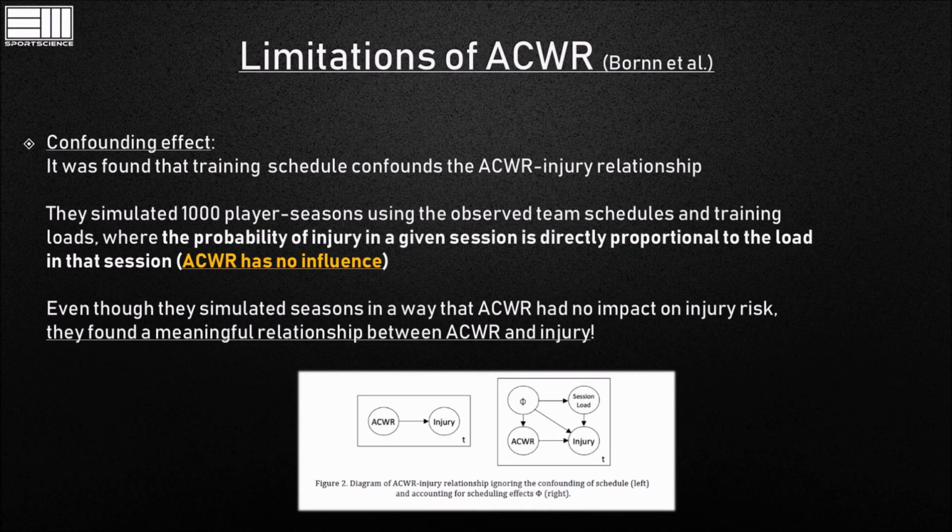Another limitation of the ACWR is that it has a confounding effect. What this means is that a training schedule confounds the ACWR injury relationship. Bourne et al. simulated 1,000 player seasons both in soccer and American football using the observed team schedules and training loads, where the probability of injury in a given session is directly proportional to the load in that session, meaning ACWR has no influence. Even though they simulated seasons in a way that ACWR has no impact on injury risk, they found a meaningful relationship between ACWR and injury.